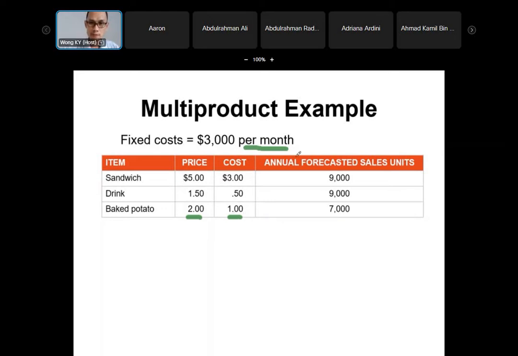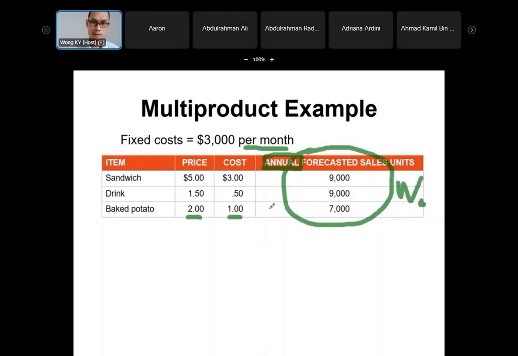And also given this information, annual forecast sales units. So this is the annual forecast production quantities. So you see, it gives you annual, means per year. So later you may have to convert all the costs to per year. So instead of 3,000 per month, you have to convert to the total cost per year. Now, why does the question give this forecast sales quantity? Because later you have to use this to calculate W, the weightage.